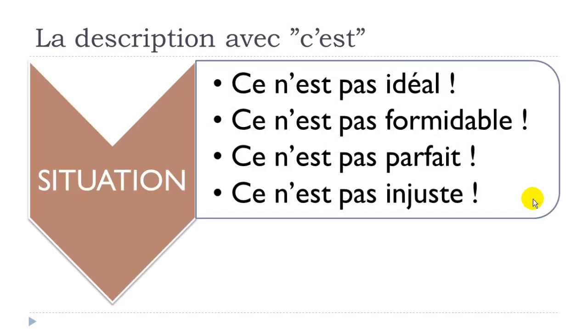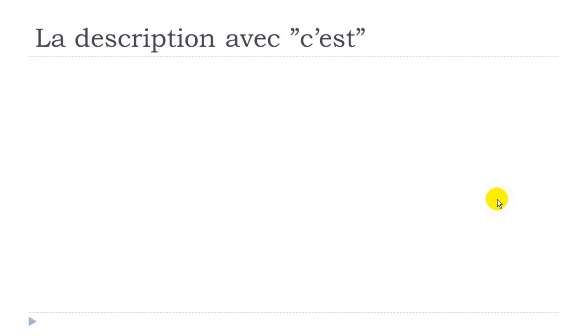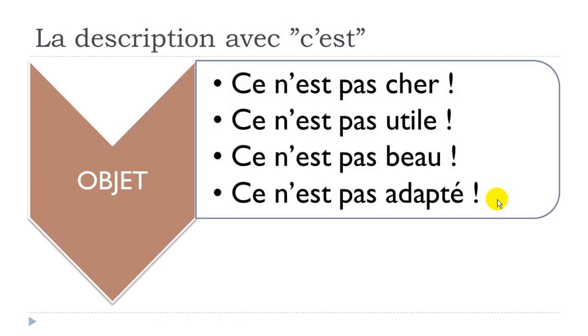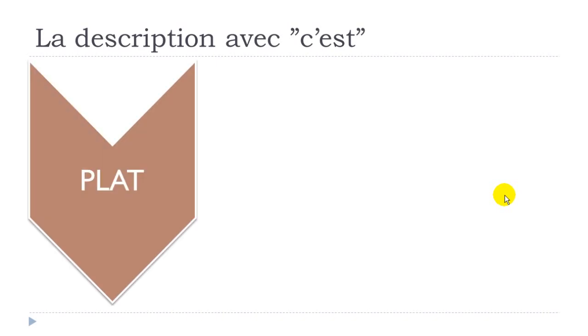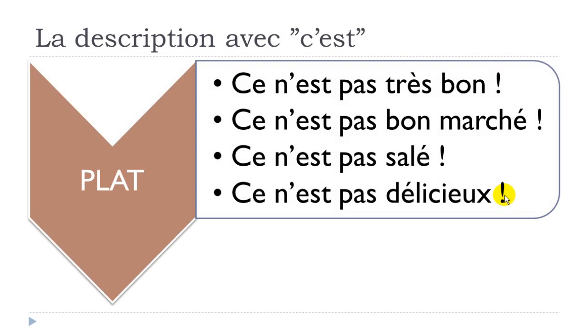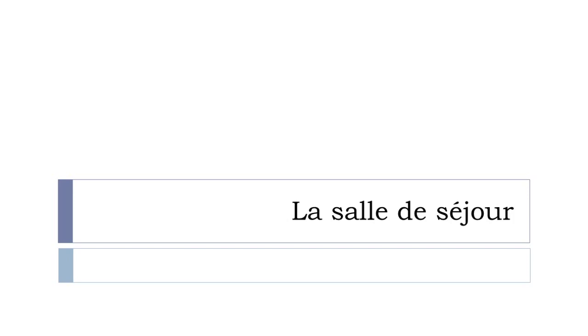Situation. Ce n'est pas idéal. Ce n'est pas formidable. Ce n'est pas parfait. Ce n'est pas injuste. An object. Ce n'est pas cher. Ce n'est pas utile. Ce n'est pas beau. Ce n'est pas adapté. And then a dish. Ce n'est pas très bon. Ce n'est pas bon marché. Ce n'est pas salé. Ce n'est pas délicieux.